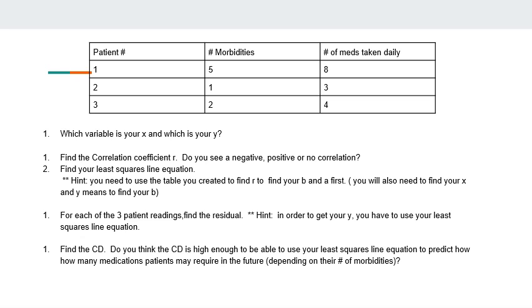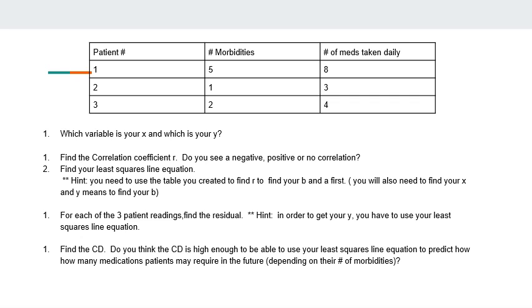Then you're going to figure out what your least squares line equation is. Remember that just having that equation, you can figure out a lot of other things going on with your data. After that, we're going to figure out the residuals for each patient reading. That means you're going to have to calculate 3 different residuals, and that would tell us exactly how far off or how spot on our least squares line equation is to the actual data.